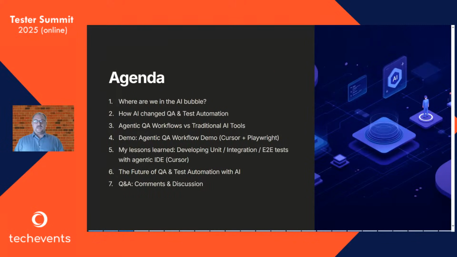Okay, so the agenda for today: I would like to start from the AI bubble, where we actually are in the current AI bubble. Next, we'll talk a bit about some history, how AI changed QA and test automation over the years, and what the prediction is for the future. And then we compare traditional test frameworks to agentic QA workflows.